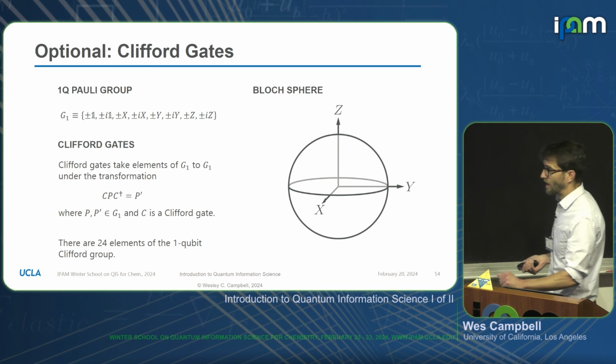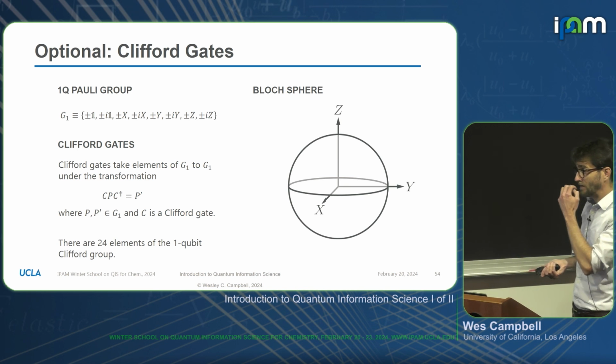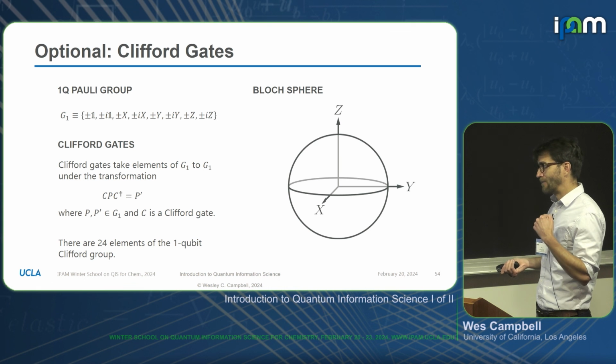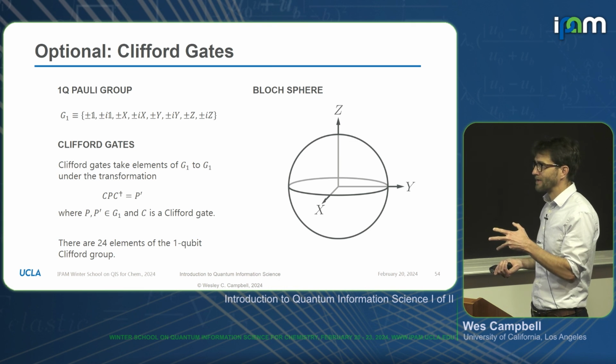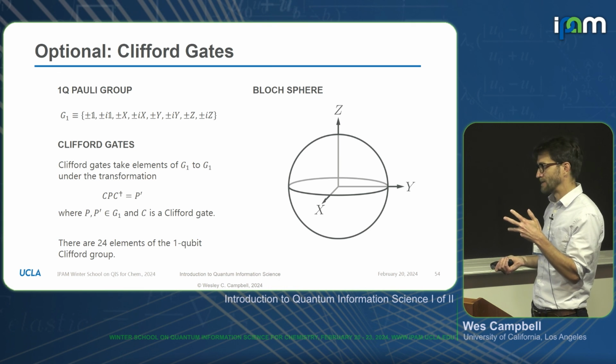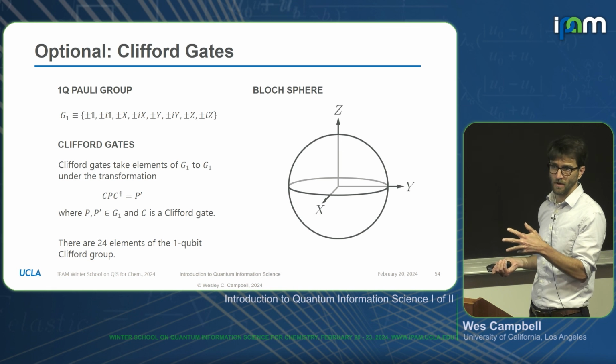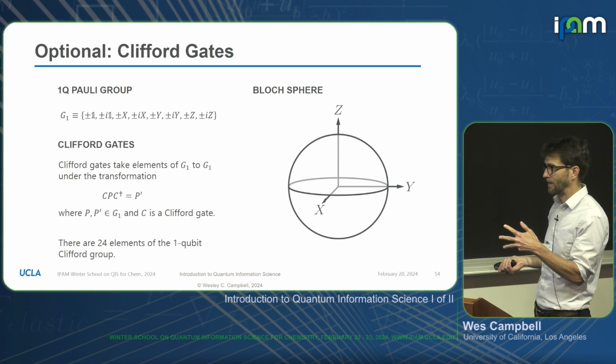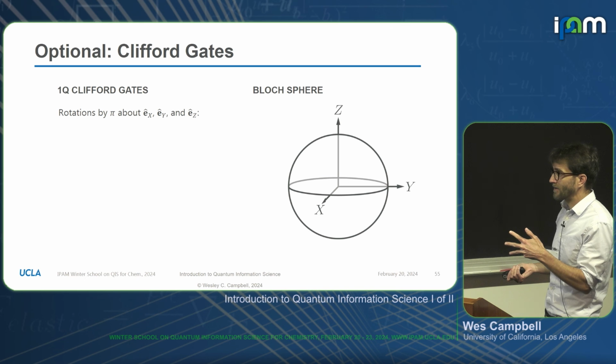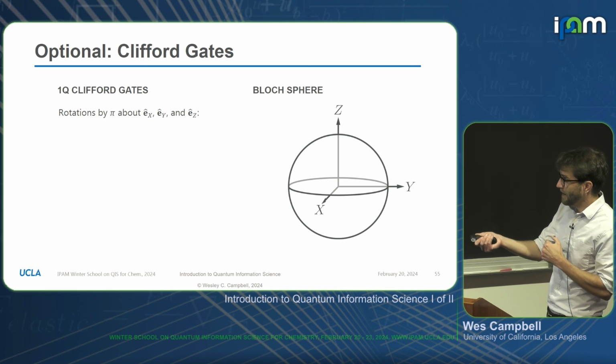There are 24 elements of the 1-qubit Clifford group. And I am not going to have time to tell you why the Clifford group is important, but it is important in quantum error correction. This is a place where people think about it a lot. The elements of the Clifford group are things that take Paulis to Paulis.